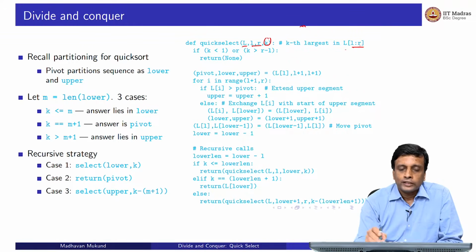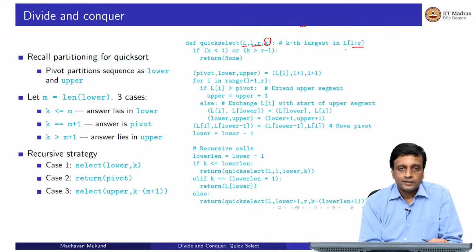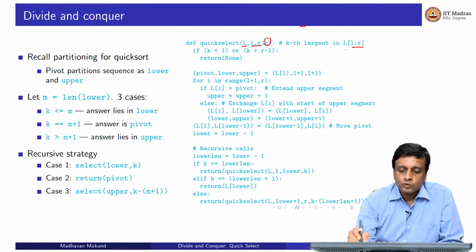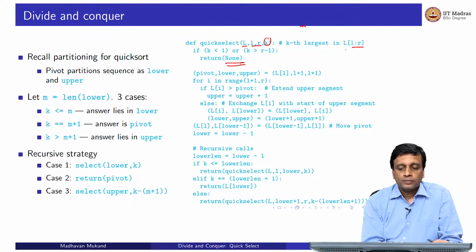The first thing is that if this k is absurd, then we will just quit. So our values are from first largest to nth largest. If k is less than 1, if I ask you for the 0th largest thing, then you will just return none. Similarly, if k is larger than the number of elements in my list, right. So R minus L is going to be the number of elements in my list. If either of these two cases is there, then I will just return none as an answer saying that this query is not valid.